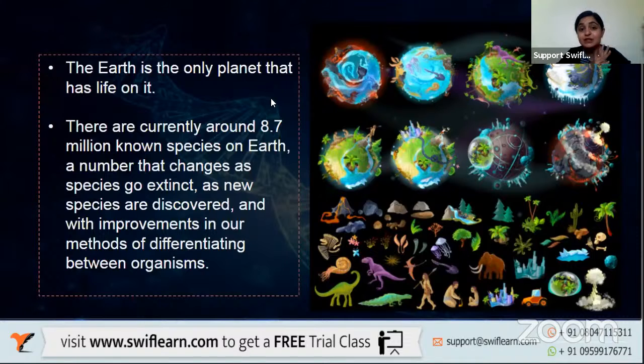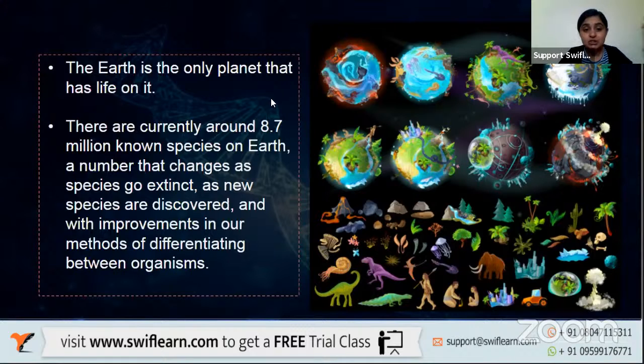Now, we all know that the Earth is the only planet that has life on it. Until today, we know this. There are currently around 8.7 million known species on Earth. That number changes as species go extinct, right? We have heard this so many times, that the species got extinct. That means they are no longer available or seen on Earth, right?